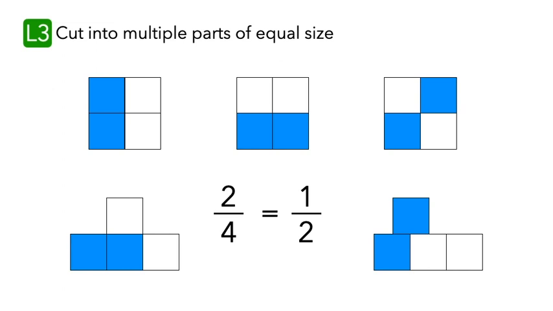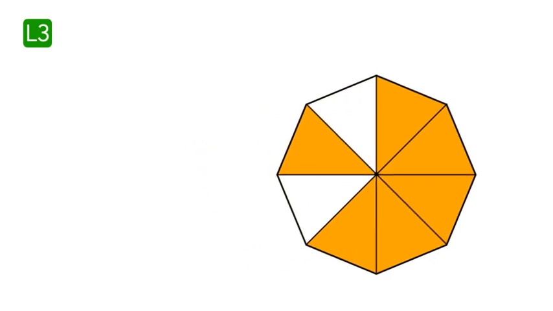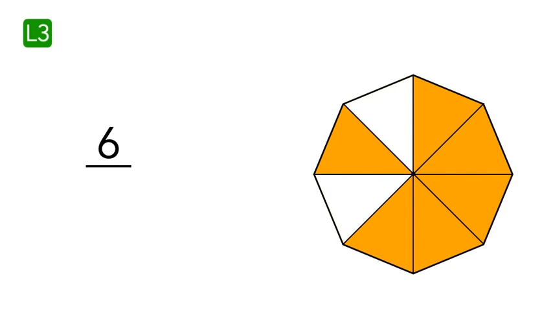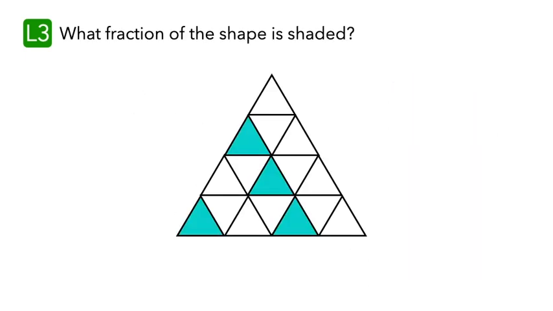Let's have a look at a few more examples of this type of problem, because within this level you can go from quite simple to more and more challenging. So this is a regular octagon, and you can see that 6 parts have been shaded, and all of the parts, all these isosceles triangles, are of equal size. And 6 of them have been shaded, but that's out of 8 parts in total. If we simplify 6/8 by dividing top and bottom by 2, we get 3/4 of this shape has been shaded. Or if you want to do the other way around, a quarter of the shape is white, has not been shaded.